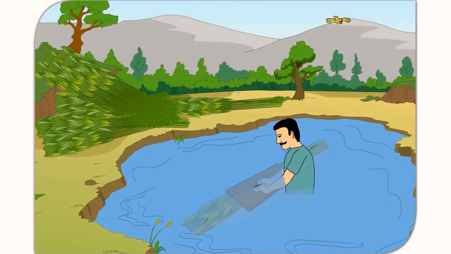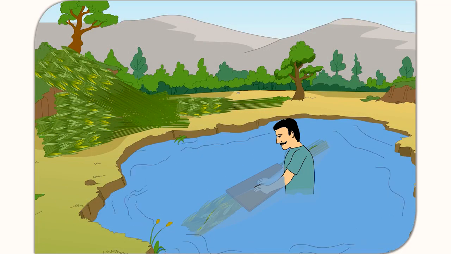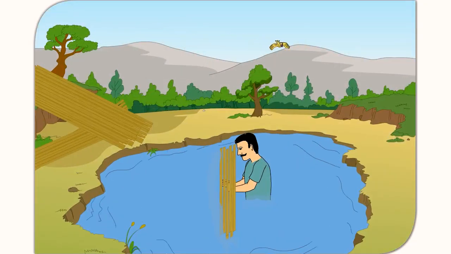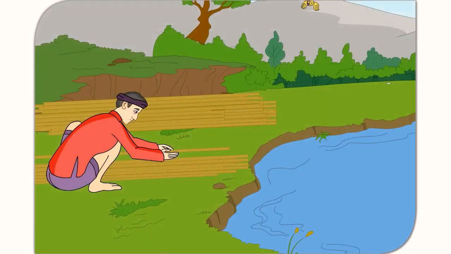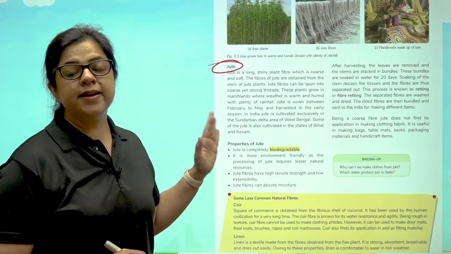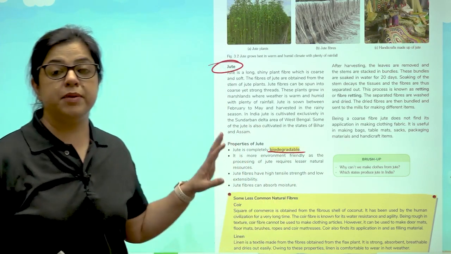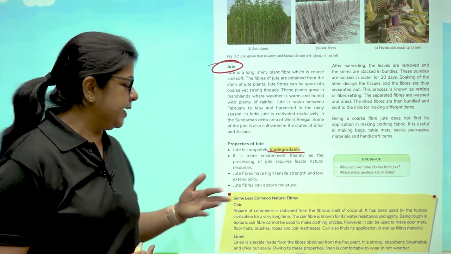After harvesting, the stalks of the plant are tied up into bundles and left in stagnant pond water for about 20 days to rot. After 20 days, the fibers are separated by hand and are left to dry in sunlight. These bundles are sent to mills where they are spun and woven into textiles. Jute again is a wonderful fabric and it is biodegradable. That means it can decompose easily.